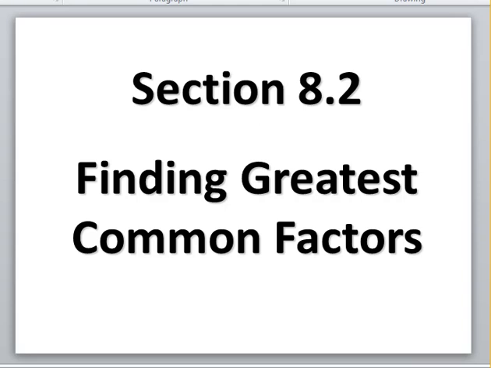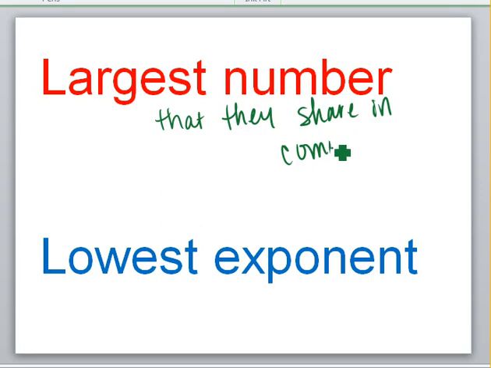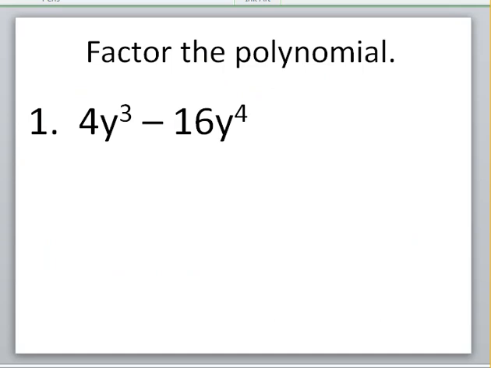Alright, in this section, we're going to continue finding greatest common factor, but this time we're going to start the first process of factoring. So, if you remember, I talked about yesterday or the day before, whenever you were viewing the last videos, I talked about how it was the largest number that they share in common, and really what it comes down to is the lowest exponent they share in common.